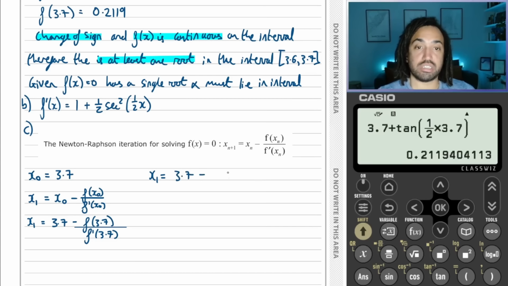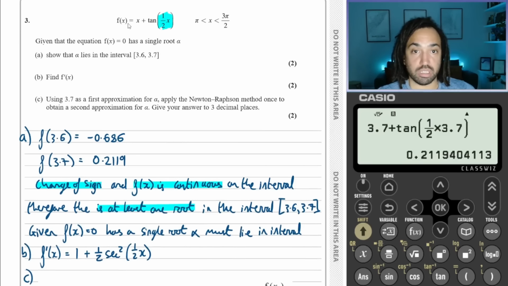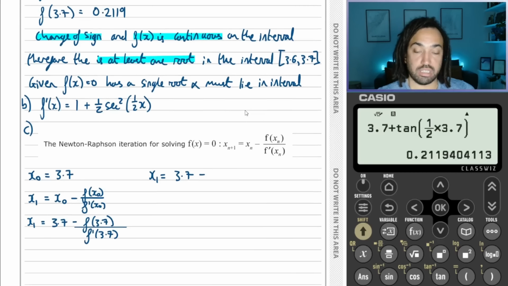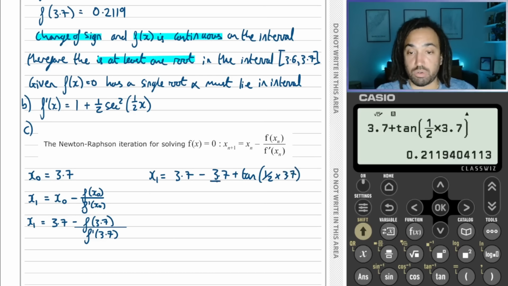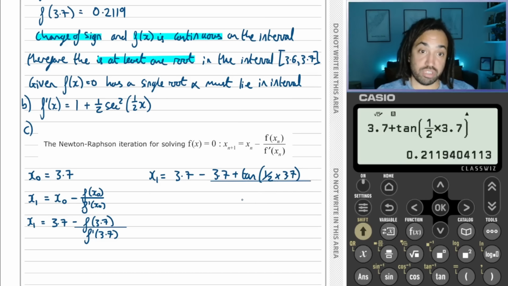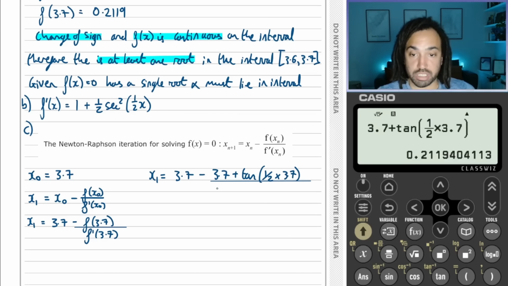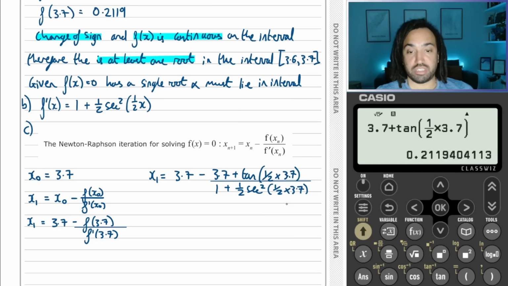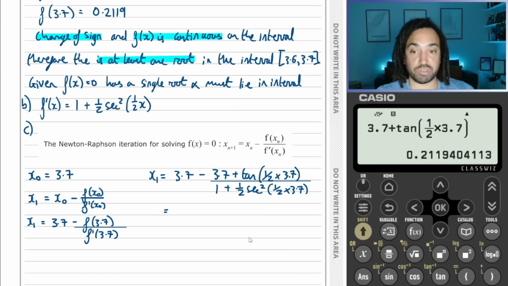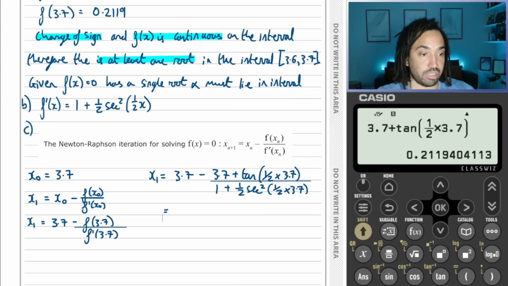3.7 minus, now the original function was x plus tan a half x, so we want x plus tan a half of x, all over the derivative function, which is right here, which is 1 plus a half sec squared of a half times x. Okay, so that just needs to go into our calculator. It's going to be quite tricky to type in. Let me show you how I'm going to do it.